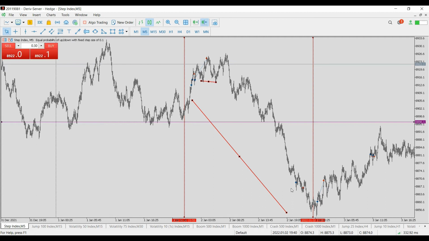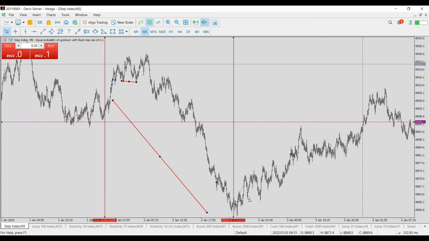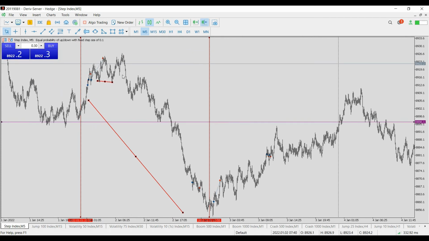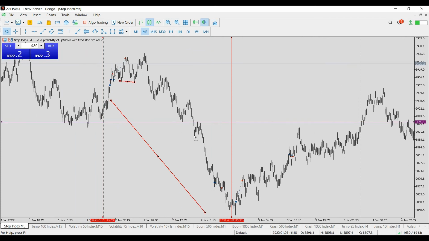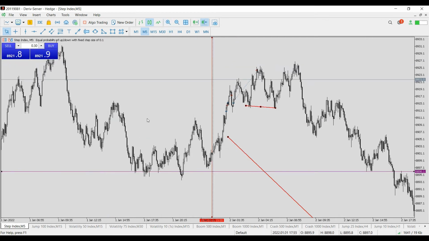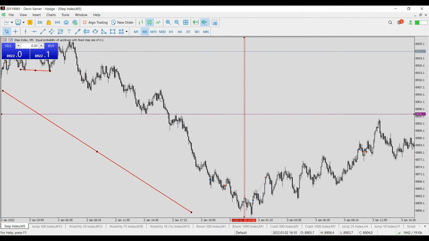Then it kept on going all the way down and came to the next day. As you can see, guys, in this part where it broke structure here, you can't really identify any other block. Why? Because it didn't go back to test any of these sources. This one, 2, 3, 4. None of them were tested.